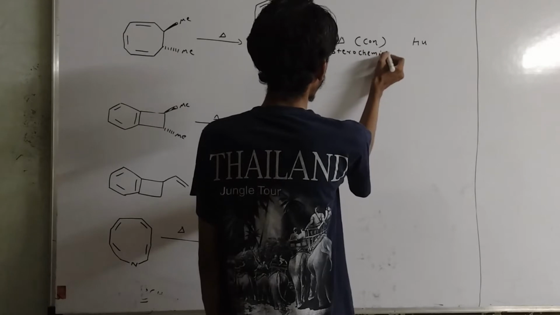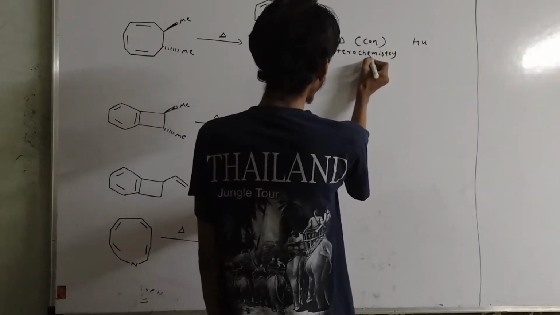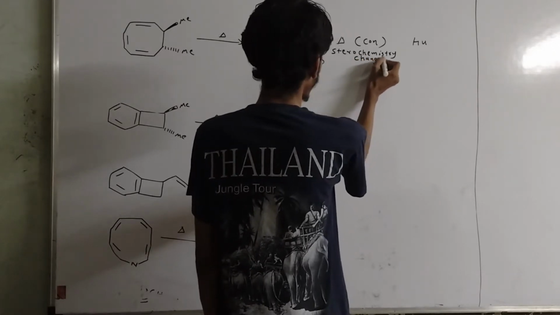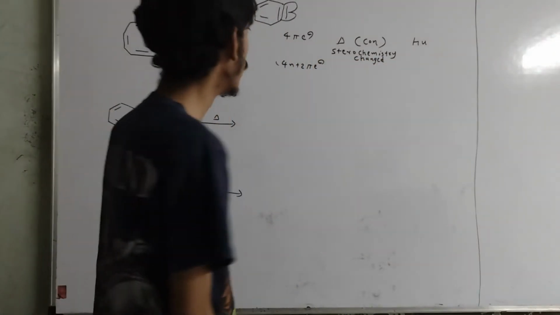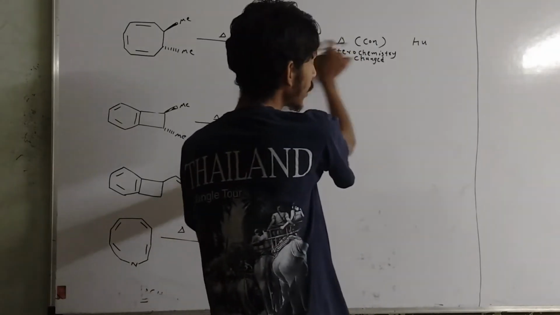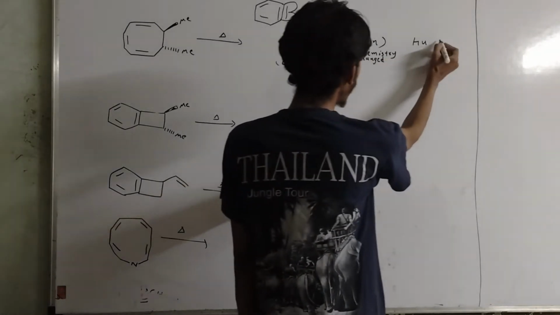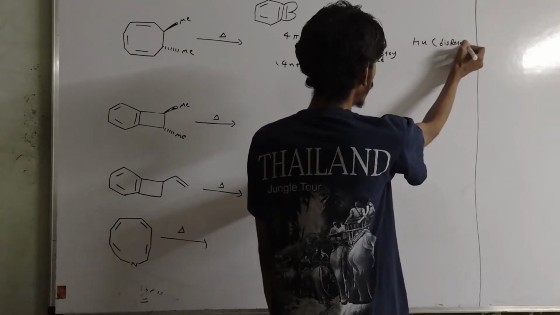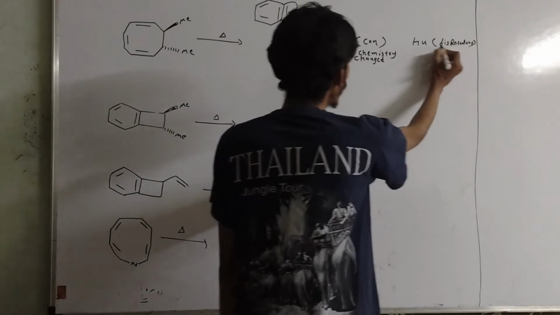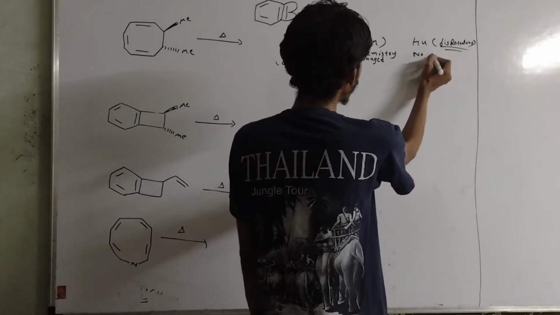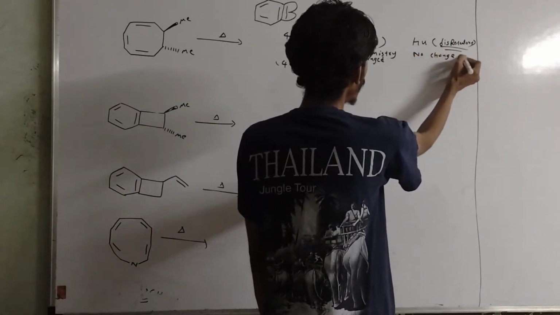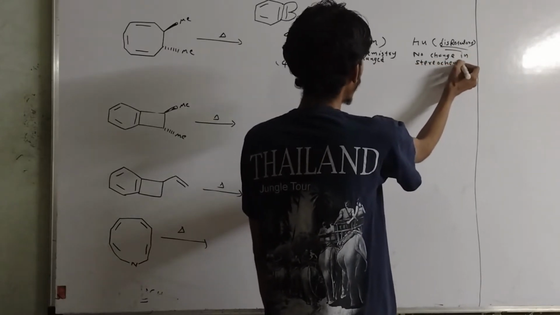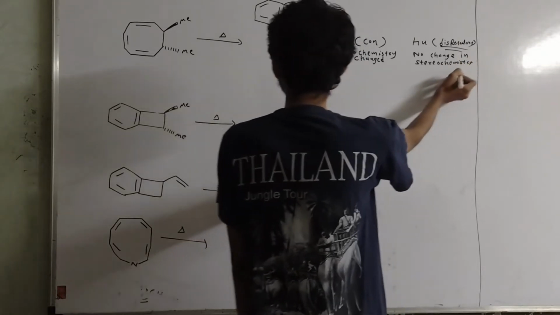Stereochemistry does not remain the same, but changes. Stereochemistry changes in the con-rotatory motion. In the 4n pi system, when we apply the photochemical condition, the reaction occurs through dis-rotatory motion, and in this rotatory motion there is no change in the stereochemistry of the product. We'll discuss examples related to stereochemistry.